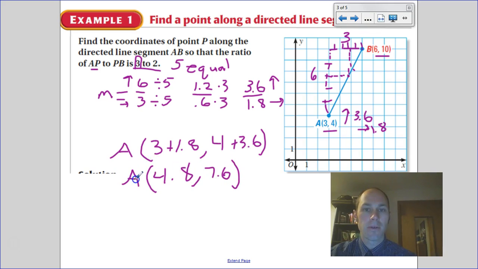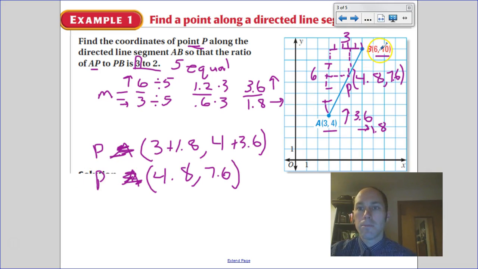And I can plot that point on my graph. Go up 1, 2, 3.6, and over 1.8, I'm at 4.8, 7.6. And that'll be coordinate point P. It says we want to find point P that divides it, so AP is in a ratio to PB of 3 to 2. So actually, this should be point P. We were just adding it on from point A.